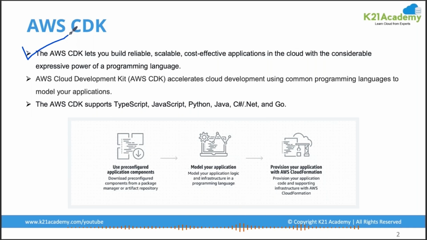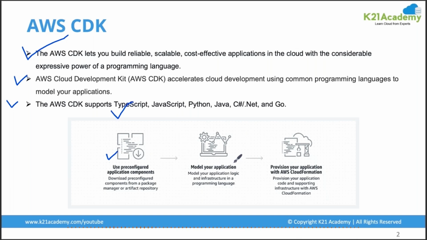AWS Cloud Development Kit accelerates cloud development using a common programming language to model your application. When you're modeling your application, the infrastructure part is also included, right? And the AWS CDK supports these programming languages. If your team is proficient with any of these languages, like TypeScript, JavaScript, Python, Java, .NET, and Golang, you can leverage them to do infrastructure automation and infrastructure provisioning as well, right? You can also use pre-configured application components from the package manager.